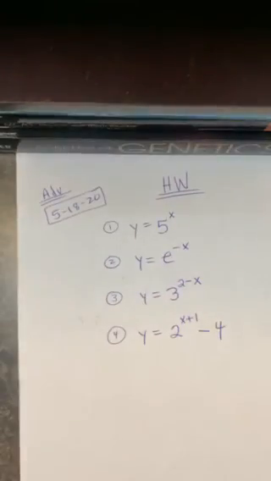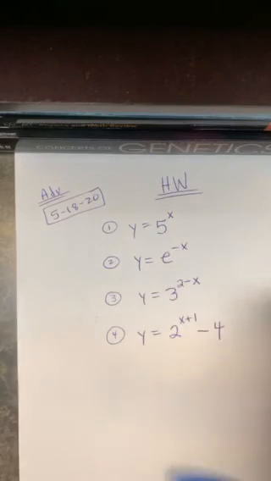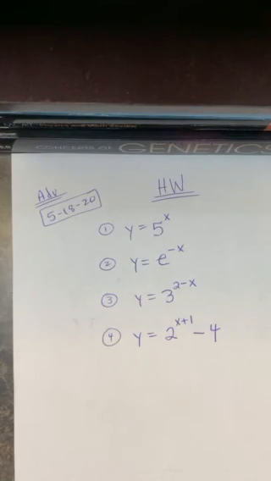Your assignment on the back here, again, Monday, 5/18, so these 4 problems are due by noon on Tuesday the 19th. Let's stick with our routine here. Go ahead and hit pause and copy down these 4 problems: 5 to the x, e to the -x, 3 to the 2 minus x, and then finally 2 to the x plus 1 minus 4. Those are your 4 assignments, 4 functions.